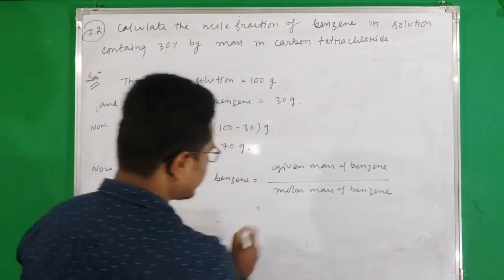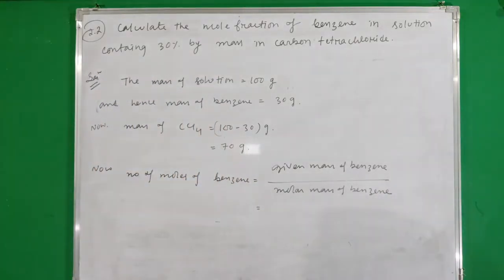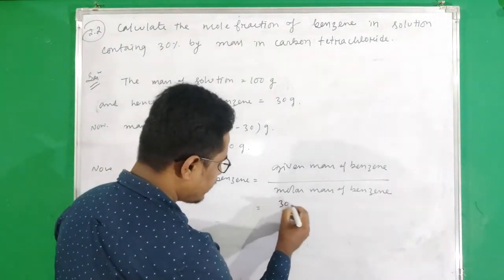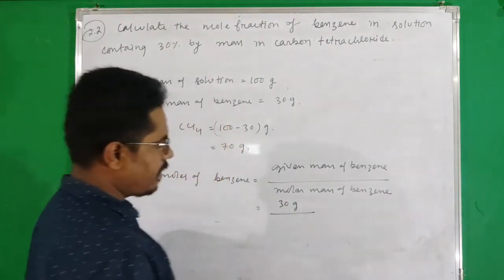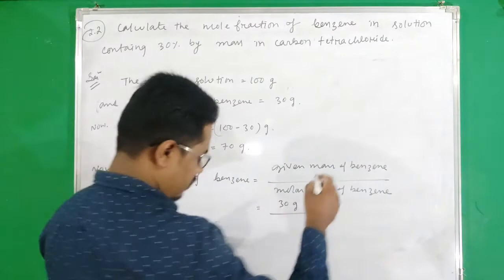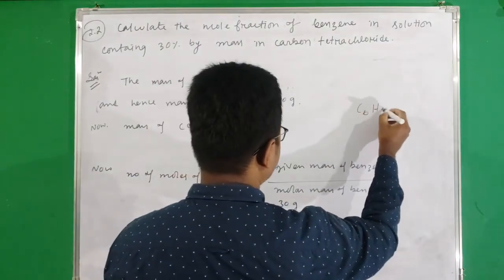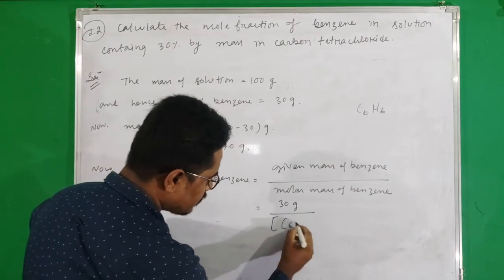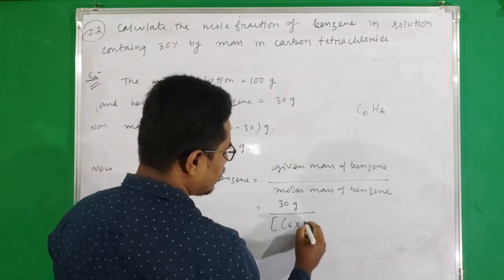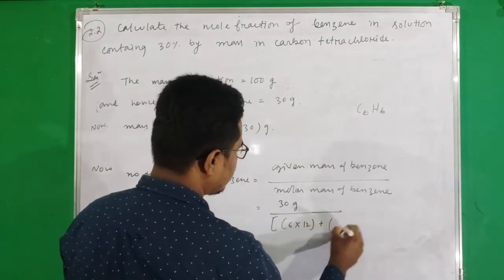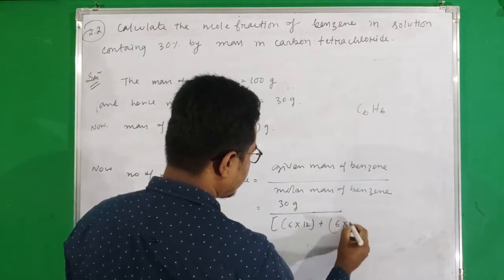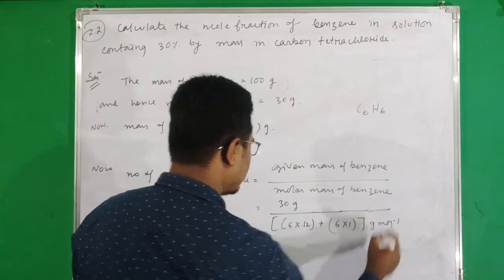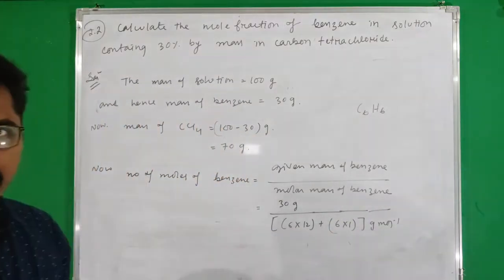Number of moles of benzene equals given mass of benzene divided by molar mass of benzene. In this case, the given mass of benzene is 30 gram, so 30 gram divided by molar mass of benzene. We all know that the formula of benzene is C6H6. So to determine the molar mass, 6 into atomic mass of carbon, which is 12, plus, in case of hydrogen, 6 into 1. We are considering molar mass, therefore the unit will be gram per mole.